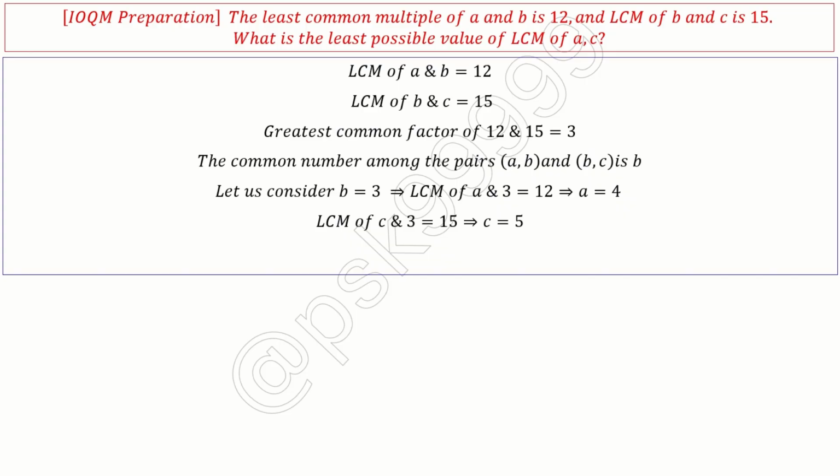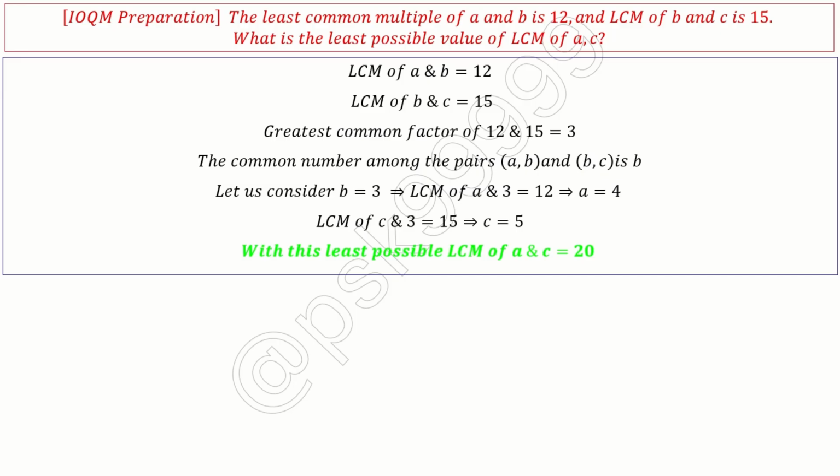Now all the values are matching. What we need is the least possible value of LCM of A and C. We have considered the minimum value here. Otherwise, we can take B as a multiple of 3 and try. So the least possible LCM of A and C is 20, that is, A is 4, C is 5, so the LCM of A and C is 20.